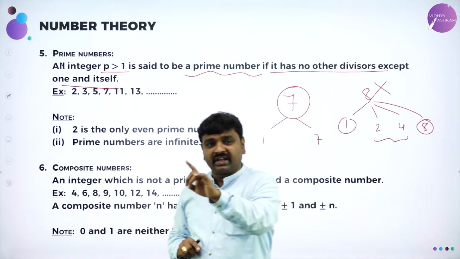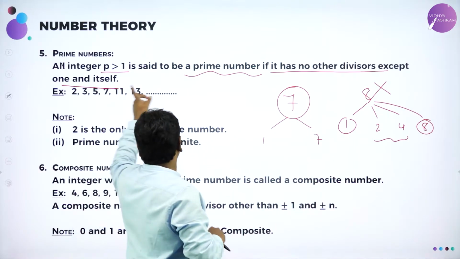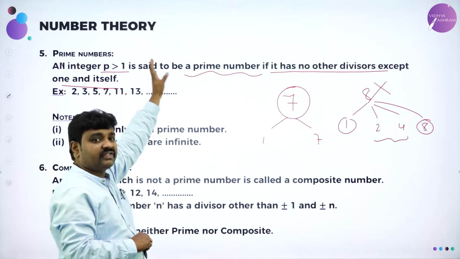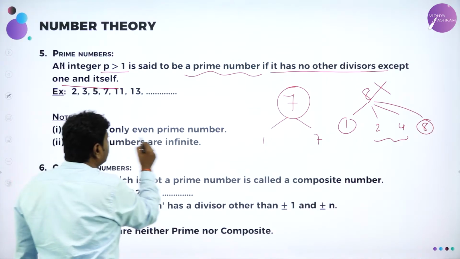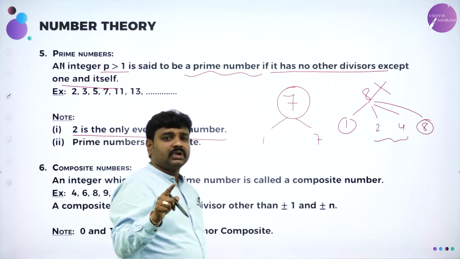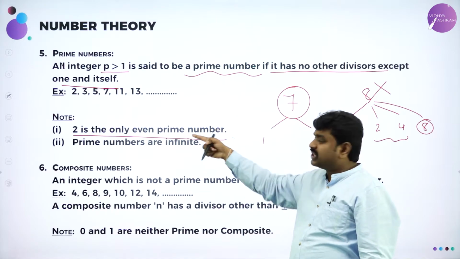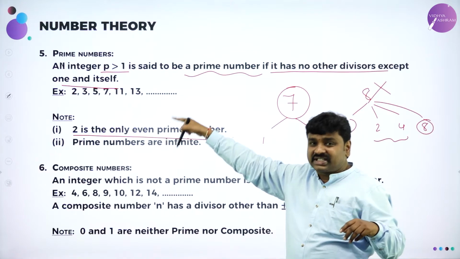An integer p greater than 1 is said to be a prime number if it has no other divisor except 1 and itself. We have two important concepts. One, 2 is the only even prime number. Rest all other prime numbers are odd prime numbers, but only 2 is an even prime number. It is even because it is divisible by 2, and it is a prime number because no other number other than itself and 1 can divide.